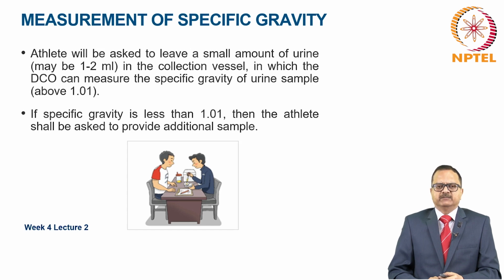Measurement of specific gravity. The athlete will be asked to leave a small collection of urine in the vessel in which the DCO can measure the specific gravity of the urine sample. Generally, the laboratories give a reading or a range between which they want the urine sample to have a specific gravity. But if the specific gravity is less than that particular range, then the athlete may be asked to provide an additional sample.